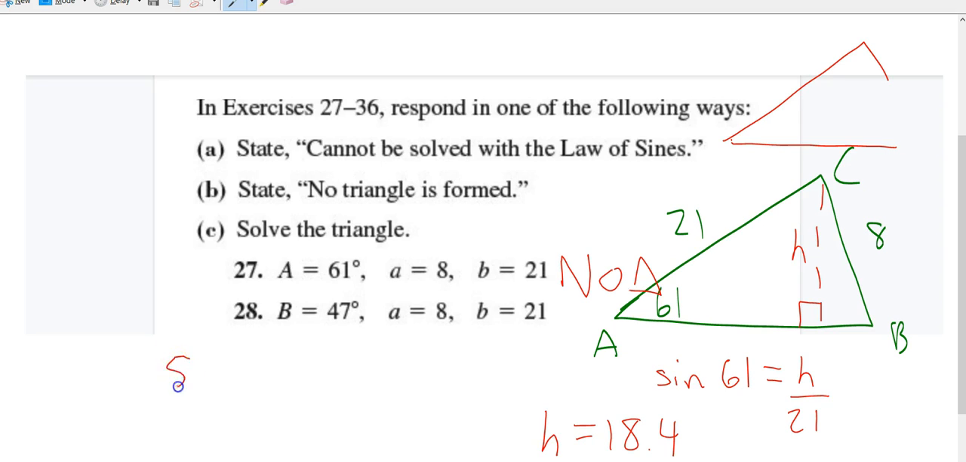So let's see here. Sine 47 equals the height over 21. 21 sine 47? Yeah, that doesn't exist either.